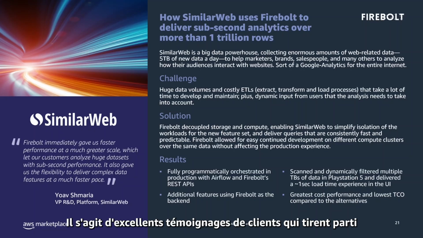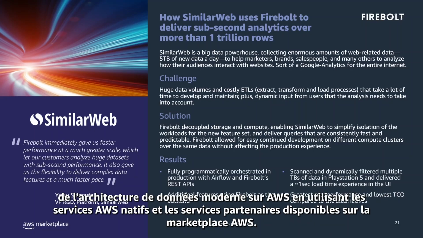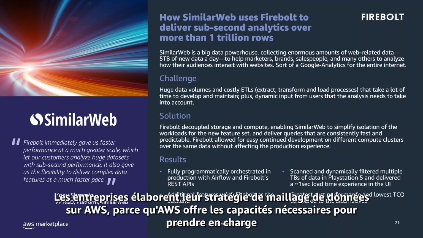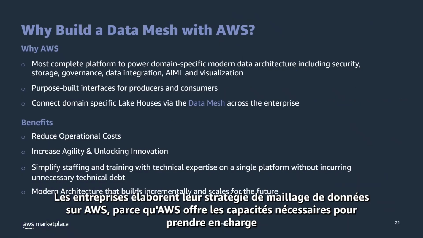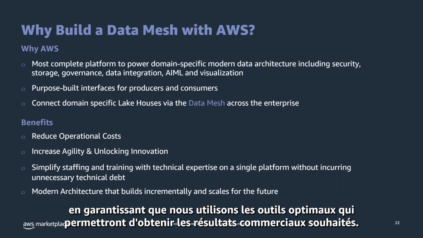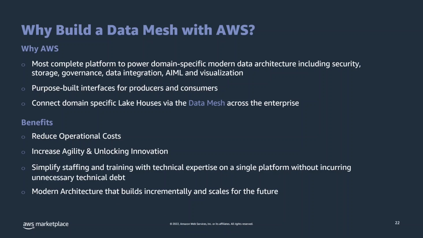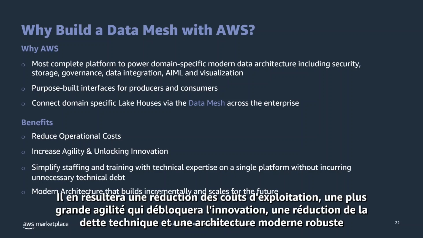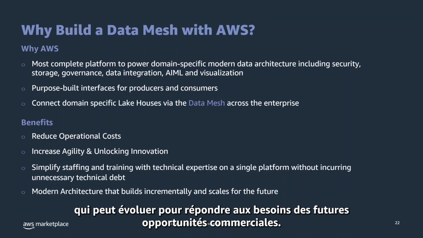These are great customer stories on leveraging the modern data architecture on AWS, using native AWS services and partner services available on the AWS Marketplace. Companies are building their data mesh strategy on top of AWS because AWS provides the capabilities to support end-to-end requirements, including creating domain-specific modern data platforms, connecting those platforms across the enterprise, and ensuring that we are using optimal tools that will drive the desired business outcome. This will result in a reduction in operational cost, increased agility that will unlock innovation, a reduction in technical debt, and a robust modern architecture that can scale to meet the needs of future business opportunities.